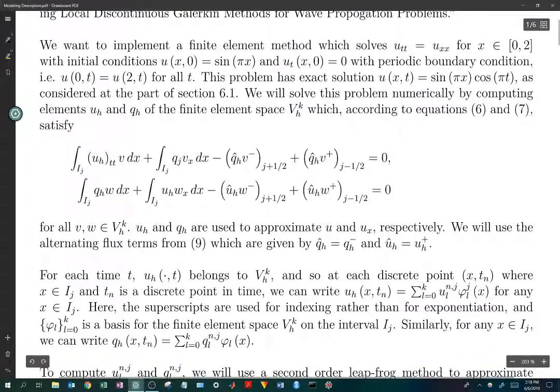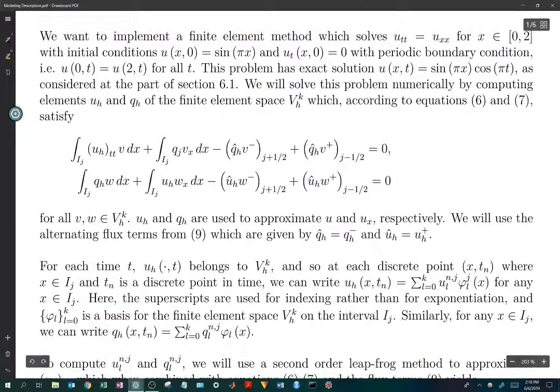So for each time t, u_h of t is a function of x, and it's an element of V_h^k. So that means for each x and for each point (x, t^n), if t^n is the discrete time point and x is an element of I_j, then we have this formula: u_h(x, t^n) equals the sum from l equals 0 to k of this thing. Okay. So remember, I talked about how V_h^k is a finite element space. So for each I_j, any function of V_h^k when restricted to I_j is a polynomial of degree k.